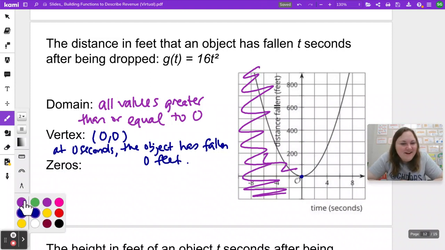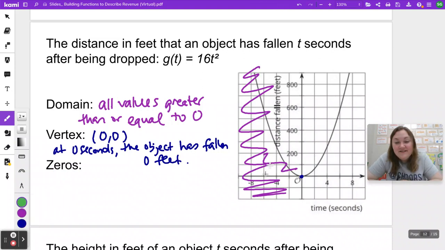And then finally, our zeros. Here, this graph only has 1. There's only one point where the output is 0, and it is that same point. So our zeros for this graph happen to be the same as the vertex. And again, the output is 0, meaning the object has fallen 0 feet. So this is one example of identifying domain, vertex, and the zeros. Here is the next one.